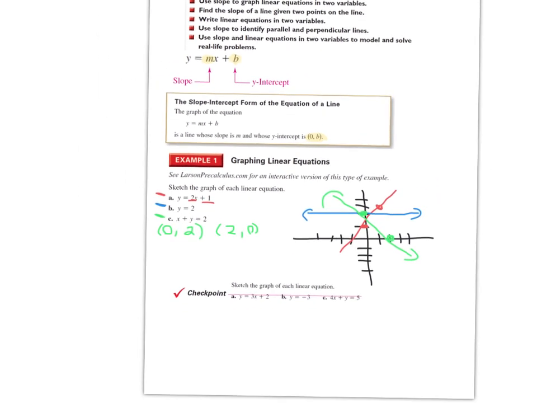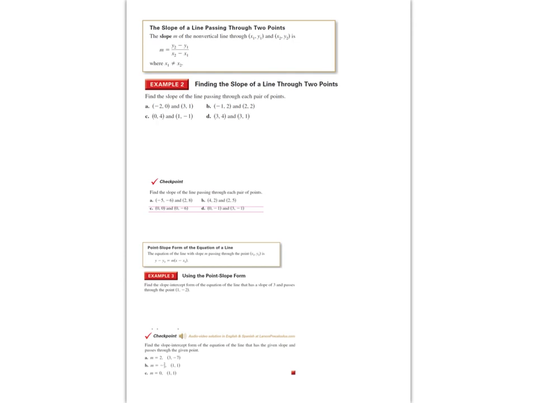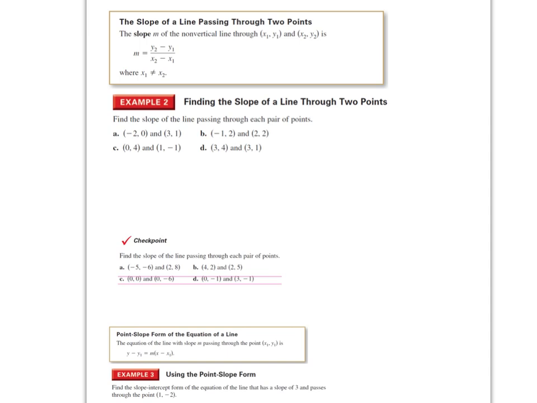All right, now let's go to the next page. And here it says the slope of a line passing through 2 points. You should remember that slope is, and I'm going to make this bigger, simply rise over run. Again, Algebra 1 days. So you're looking at the difference of your y's over the difference of your x's. Find the slope of the line passing through each pair of points.